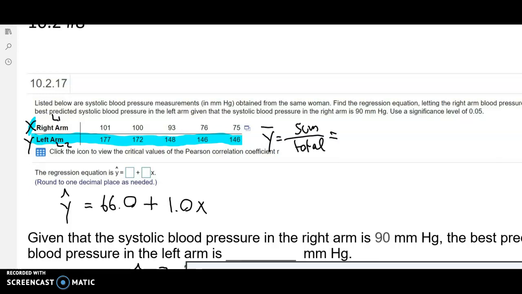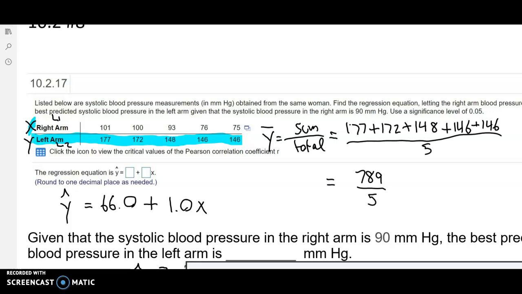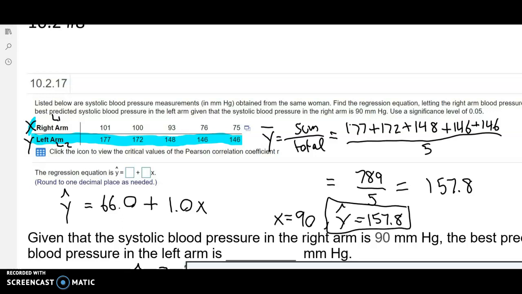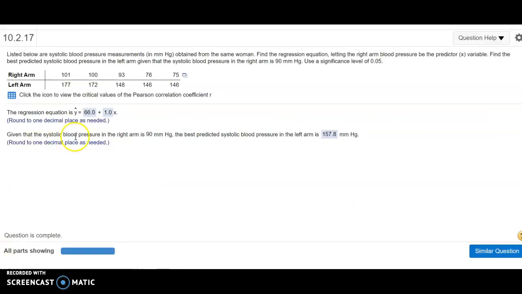So let's do that. We come up with a sum of 789 over 5 for 5 items, and that gives us a mean of 157.8. What does that mean? It means that if x equals 90, we can predict that the value of y will be 157.8. You can type that into your answer place to complete the problem.